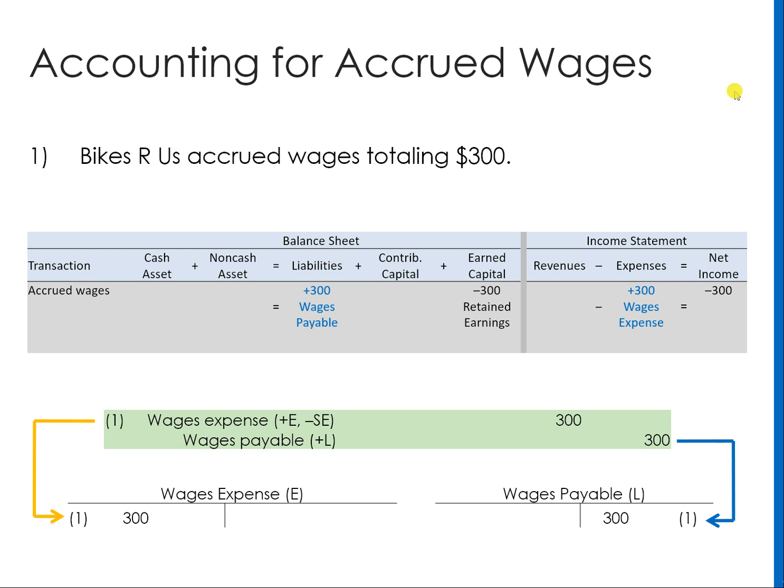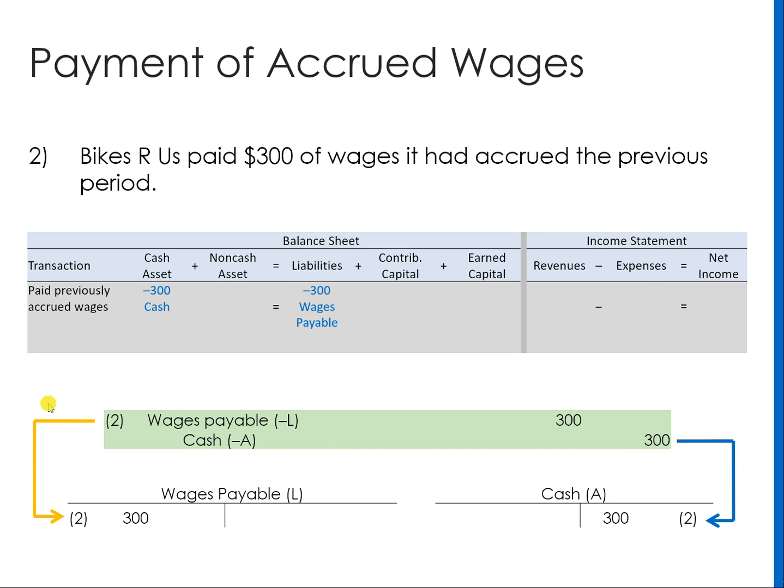So here is an example of wages. If we accrue wages of $300, we debit wages expense and credit wages payable. And when we pay, we just debit, reducing the liabilities, and credit cash. The journal entries are very simple.